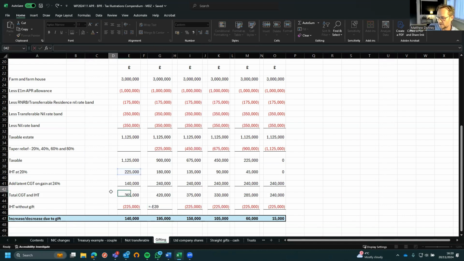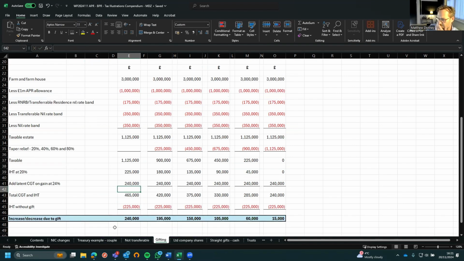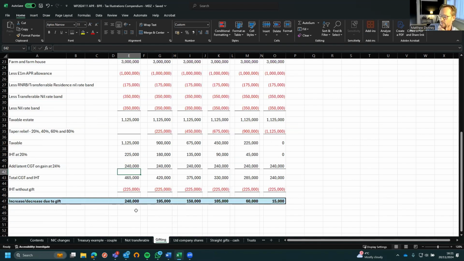Right, how am I showing this? My IHT is coming down. And my capital gains tax should be the same. Why has all that changed? There's a quirk there, isn't there? Let's move that. Right, that's more like it, isn't it? Yes, that's more like it.